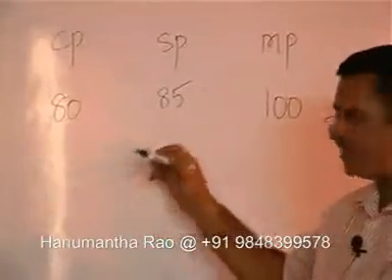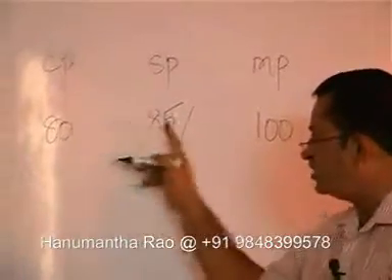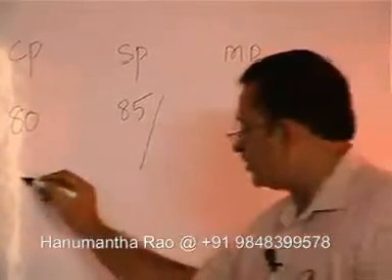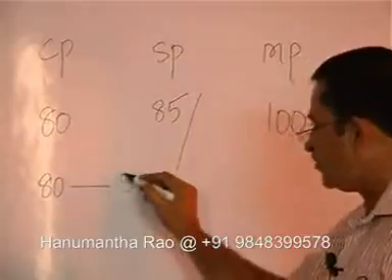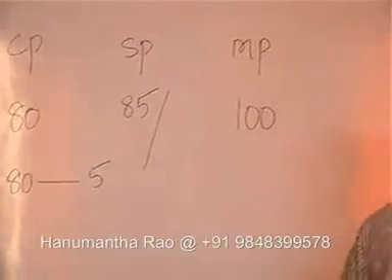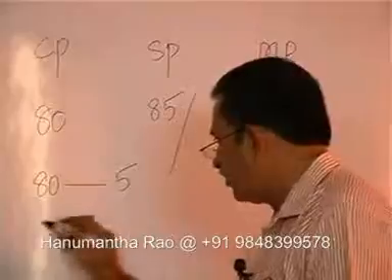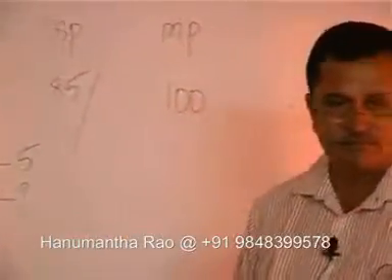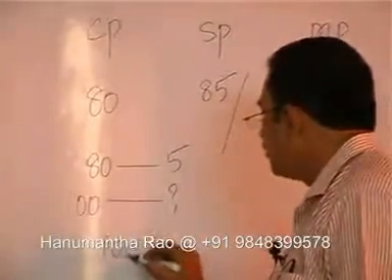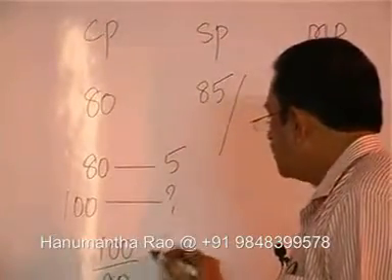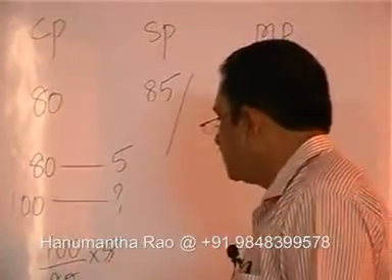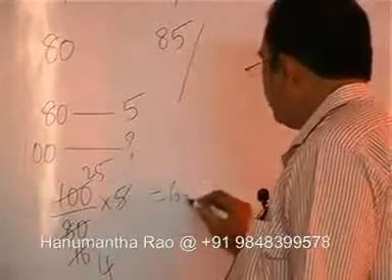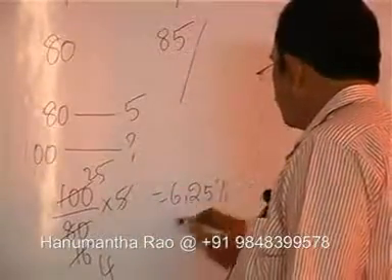Find the gain percent means whenever you are talking about gain, you are confined only with these two values. 80 rupees is the cost price, 85 is the selling price. For an investment of 80, the gain is 5 rupees. For an investment of 100, what would be the gain? It will be more. So, more by less into 5. 5 sixteens, 4 fours, 4 25s. 25 by 4 means 6.25%.